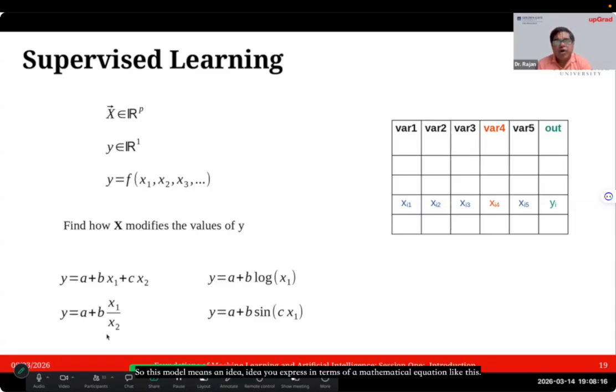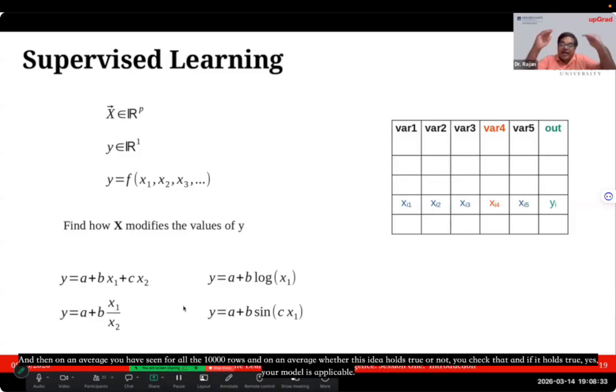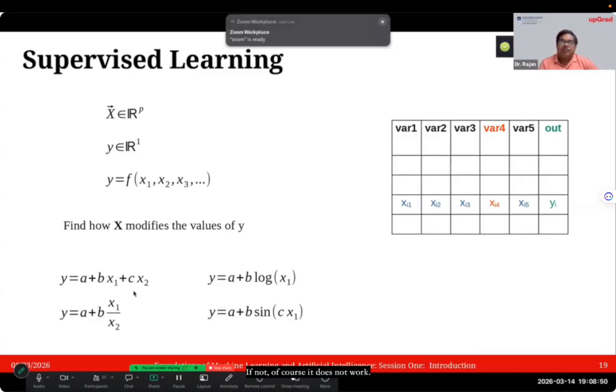So this model means an idea. You express it in terms of a mathematical equation like this. Then for each row, you check whether this relationship holds. You see, over all the 10,000 rows, on average, whether this idea holds true or not. If it holds true, yes, your model is applicable. If not, of course, it doesn't work.